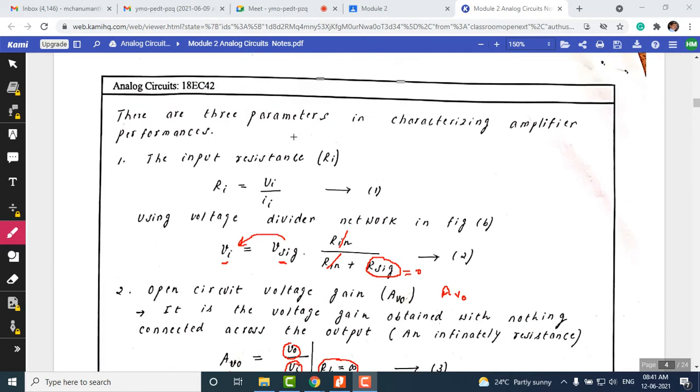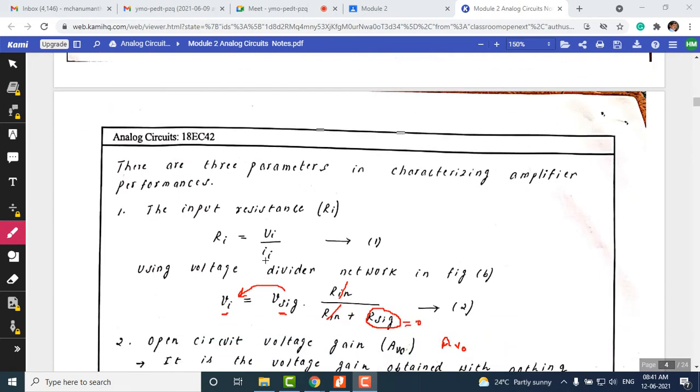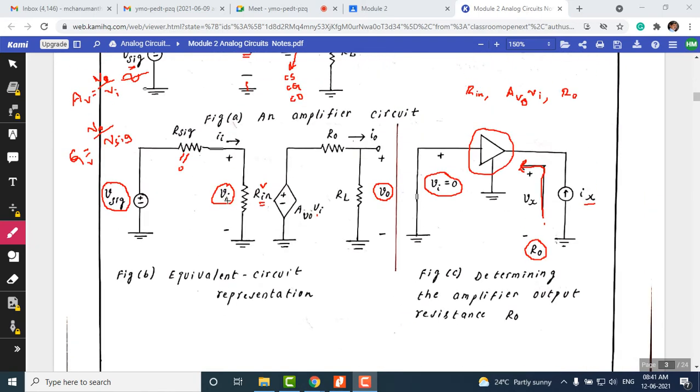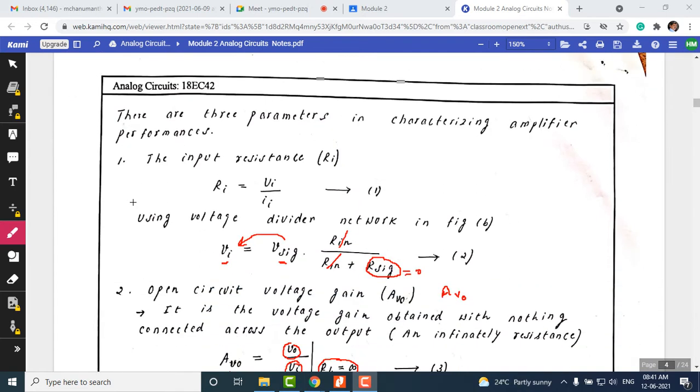And with reference to this amplifier, we should know where we are measuring the input signal. You can see here there is an input signal Vi, which goes to the amplifier. So Vi can be denoted as amplifier input, and V signal is the signal source. Vi and V signal are related by the voltage division rule, which is given here. So Vi is equal to V signal times Rin divided by Rin plus R signal.